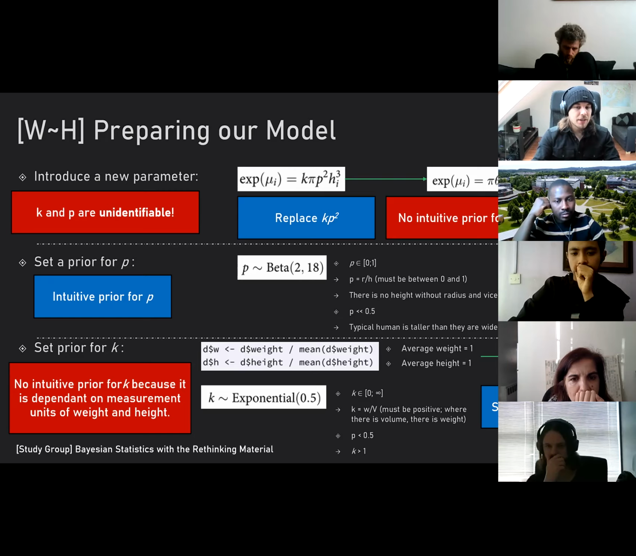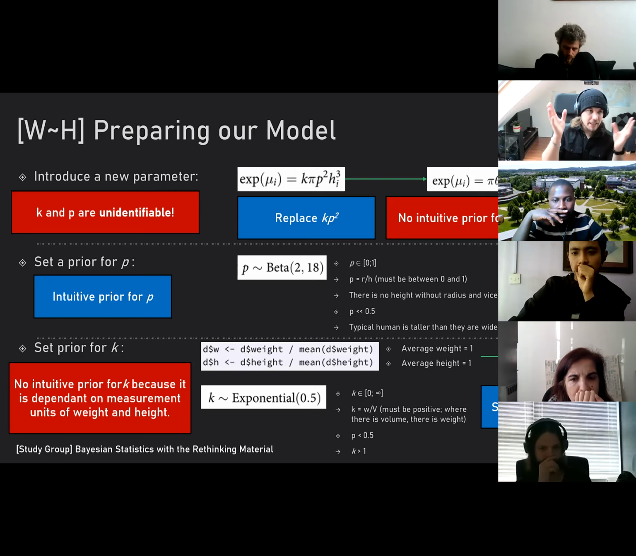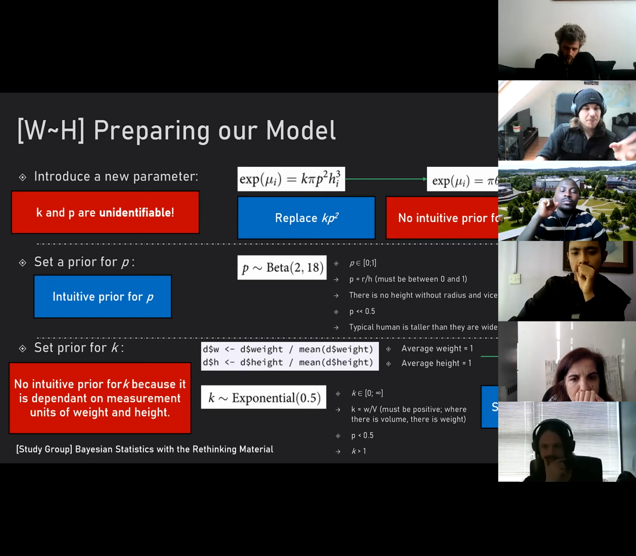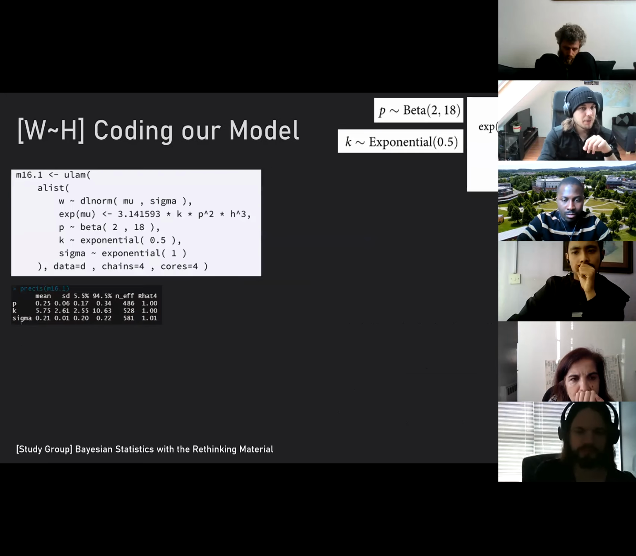Here we're just assuming that when P is smaller than 0.5, just with the way the model is structured, K has to be bigger than 1. And once we've got all of this, we've got our model.